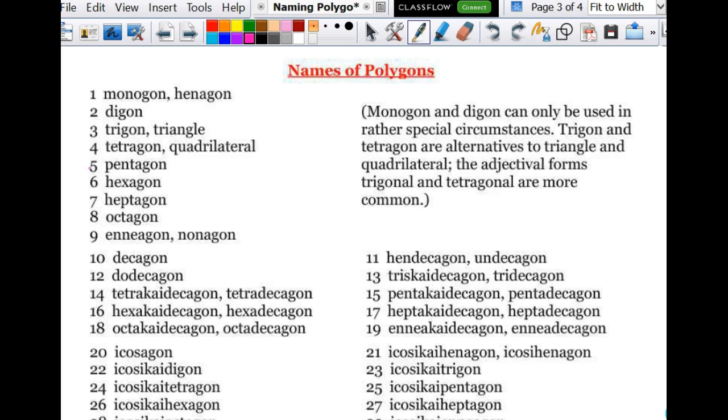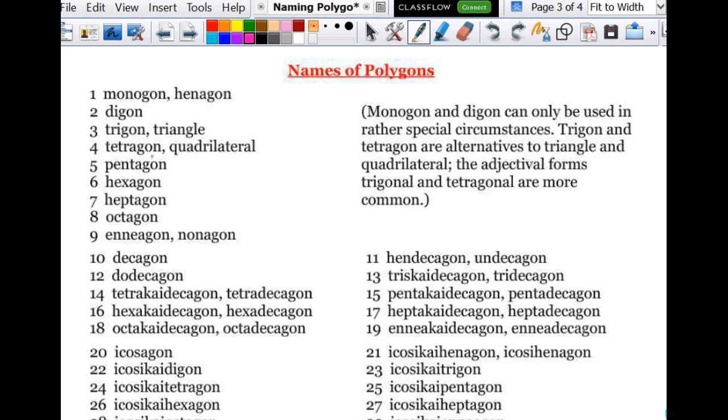Over here to the right it says monogon and digon can only be used in rather special circumstances. Again, we'll talk about that. Trigon and tetragon are alternatives to triangle and quadrilateral. The adjective forms are more common. So if you would talk about something as being triangular, you could talk about it as being trigonal. It's still not that common. I mean, it's more common to use this form of it, but that's still not the most common word to use for it. However, once you get past the triangle and quadrilateral, you need those types of words to be able to build the other ones. And we'll look at that here in just a second.